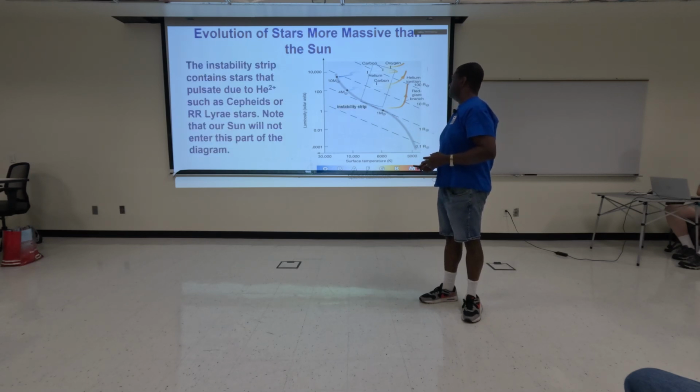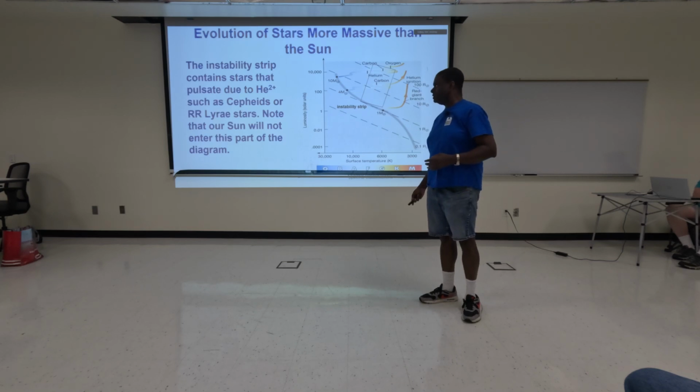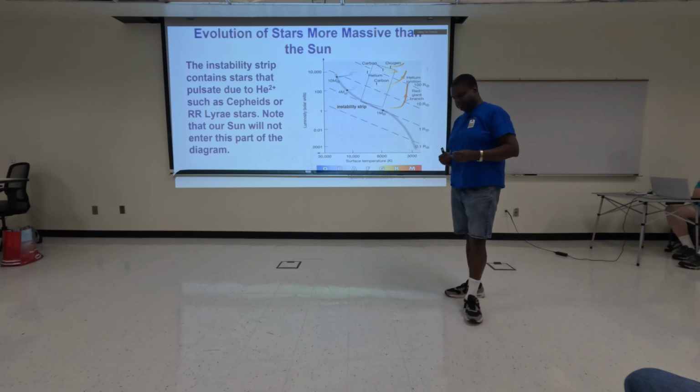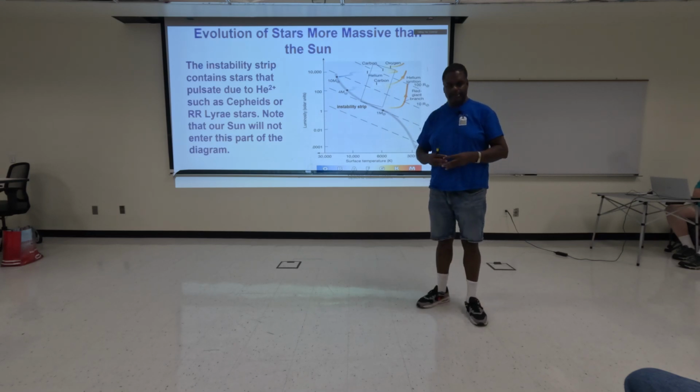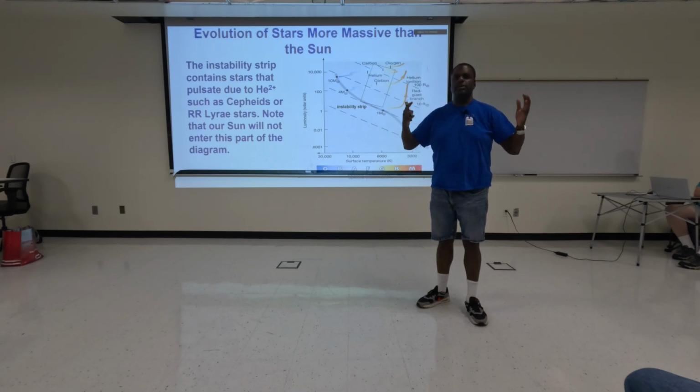This area is called the instability strip. As these giant stars are in this area, at these temperatures and luminosities, they begin to pulsate through the twice ionized helium, or basically alpha particles. Because the star becomes more or less opaque, which means brighter or dimmer, it expands and then cools off, then collapses again, expands, and so on.